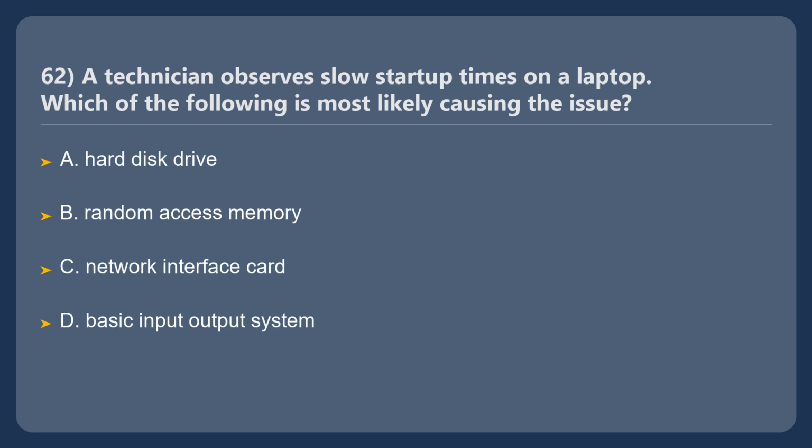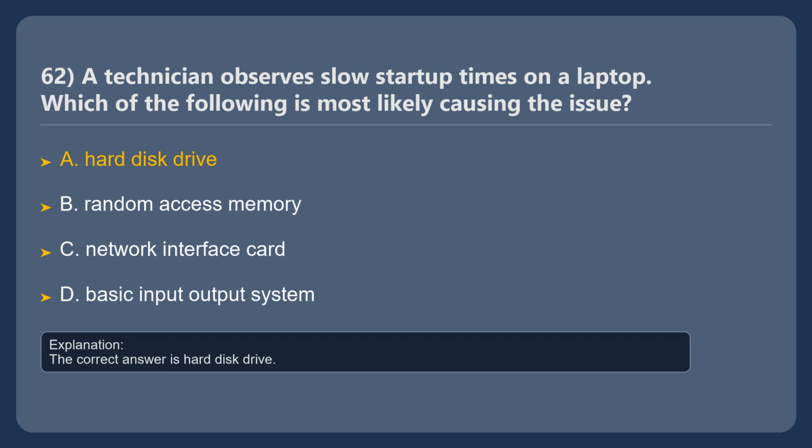Question 62. A technician observes slow startup times on a laptop. Which of the following is most likely causing the issue? Option A, hard disk drive. Option B, random access memory. Option C, network interface card. Option D, basic input-output system. The correct answer is option A, hard disk drive.